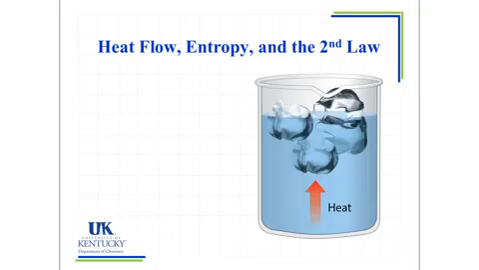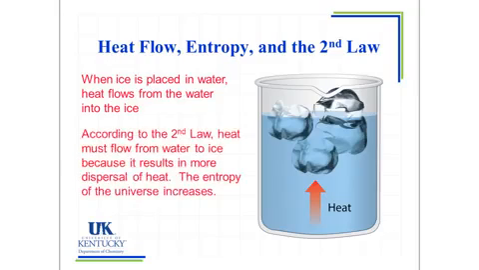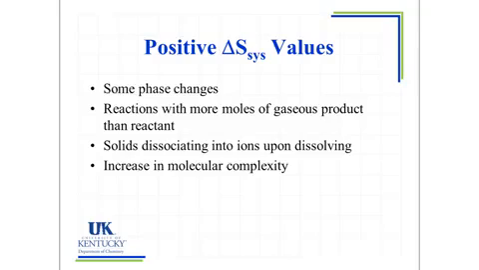Let's look at how heat flow, entropy, and the second law are related. When we place ice in hot water, heat flows from the water into the ice. According to the second law, this happens because we're dispersing heat. We're taking the energy that's in the hot water and spreading it out more. As a result, we also see the ice melting, but more importantly, the entropy of the universe is increasing. Therefore, this is a spontaneous process. This is why when we put ice in a drink, we suddenly don't have more ice cubes forming.